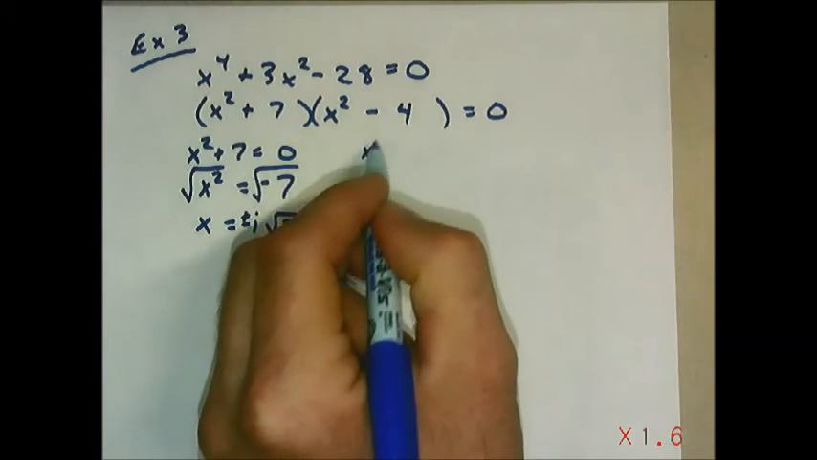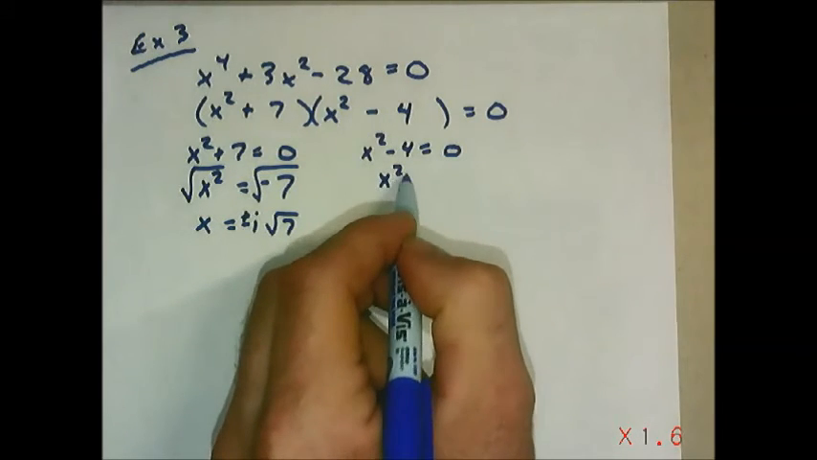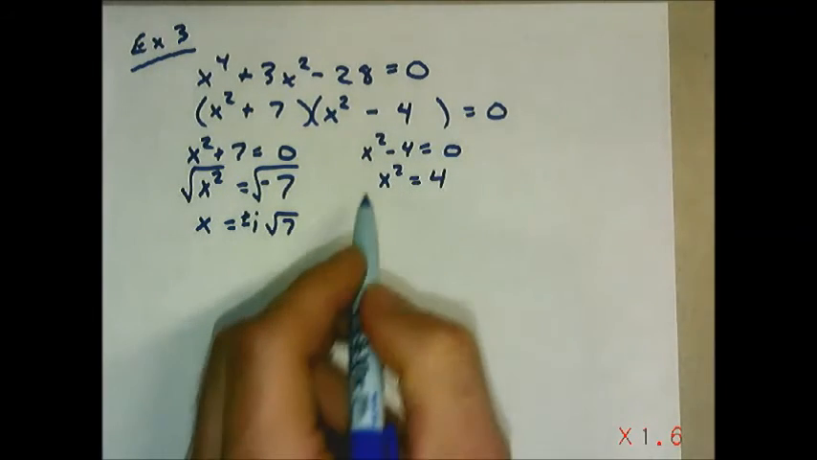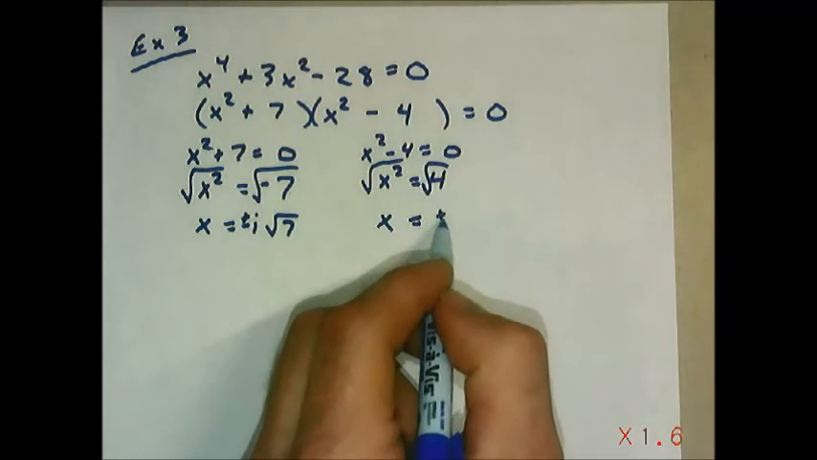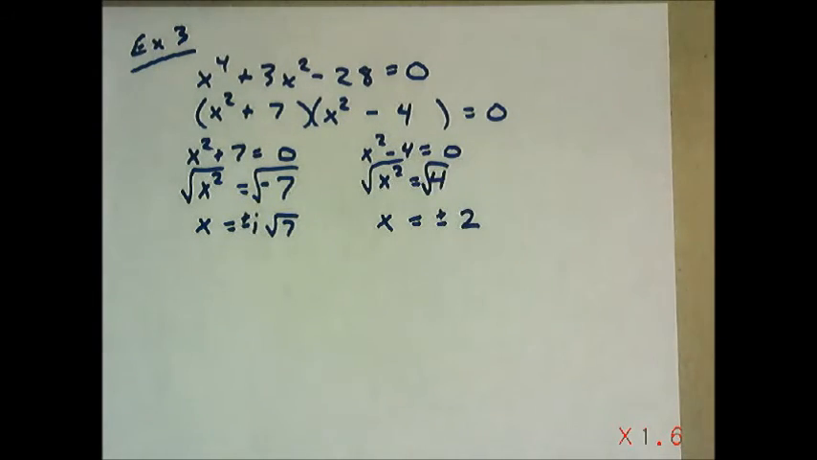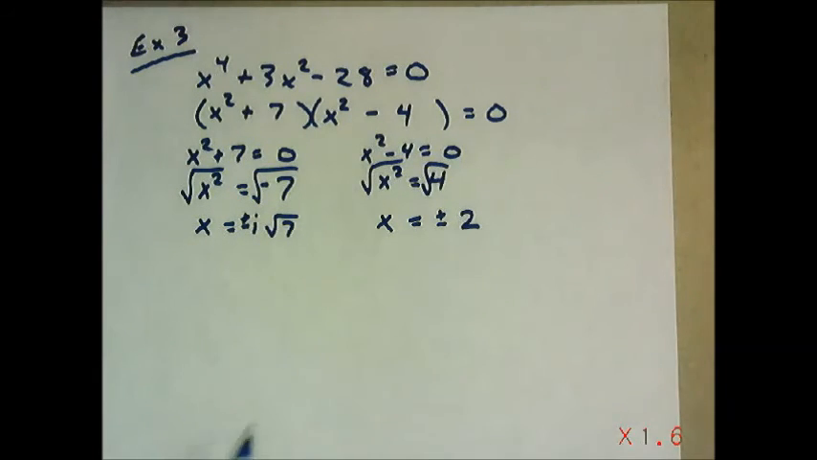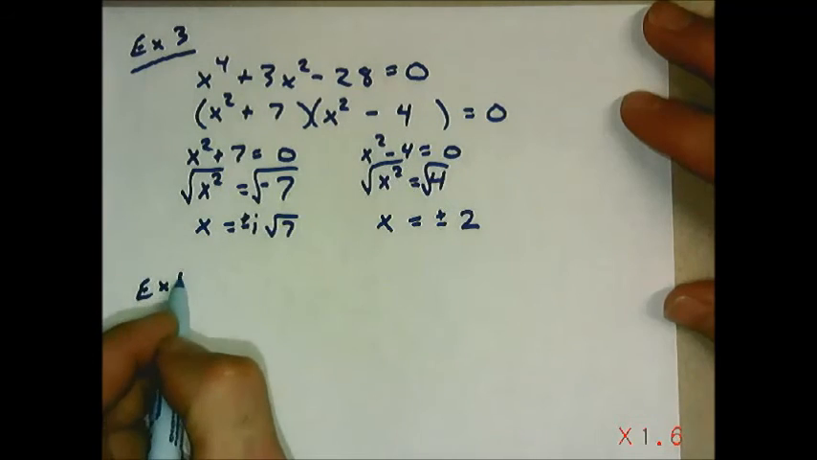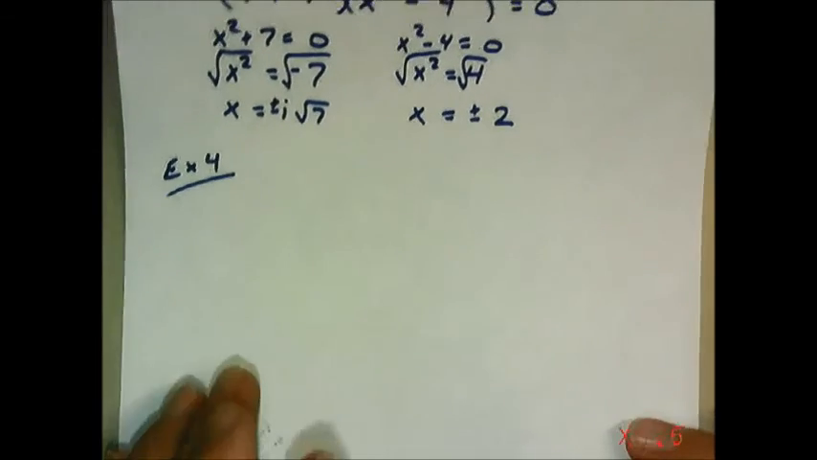On the other case, we have x squared minus 4 equal to 0. So we have x squared equals a positive 4, taking the square root of both sides, x equals plus or minus 2. And there's our other 2 solutions. So we have 2 imaginary and 2 real. Let's go ahead and look at one more, example 4, to end our quartic section.